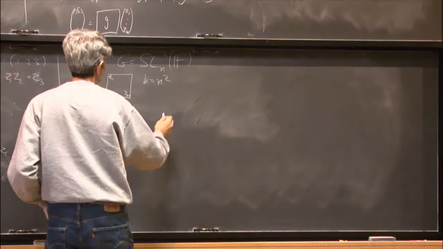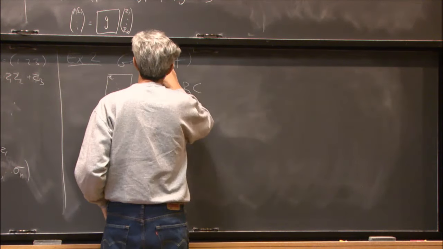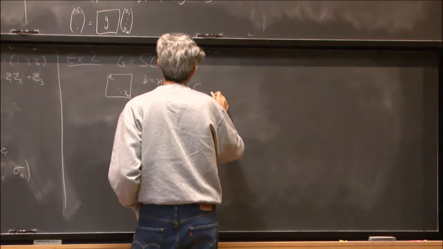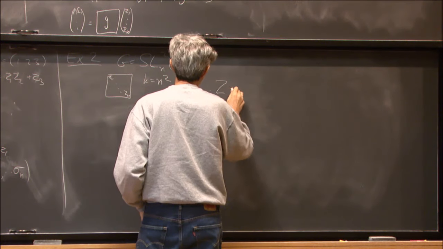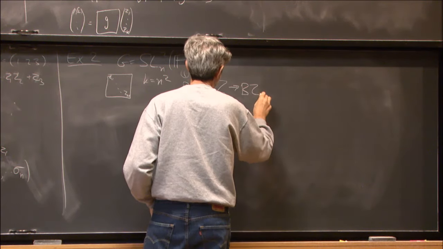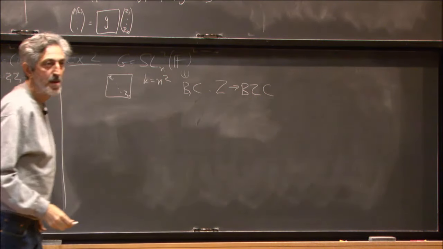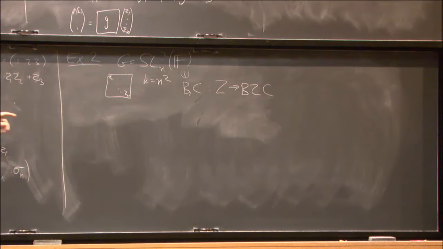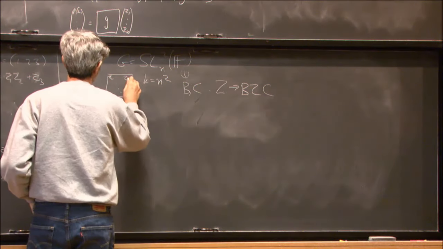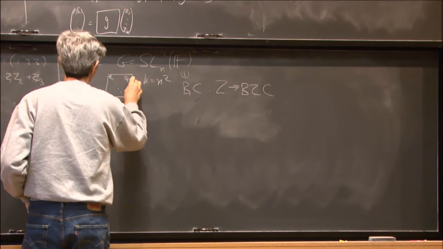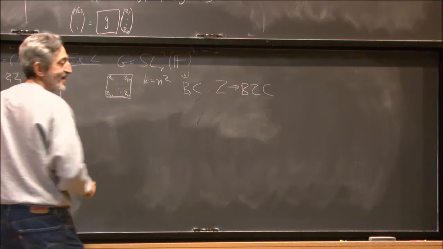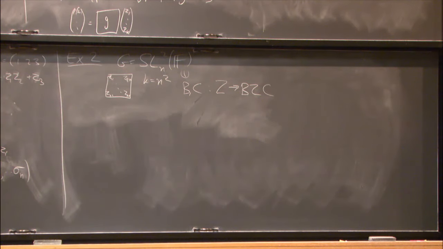So for a matrix Z like this, B and C in this group map a matrix Z to BZC. Are you indicating that Z is diagonal? No, there are Z11 to Znn, sorry. Thanks, yeah, that wasn't clear. It's n squared variables.